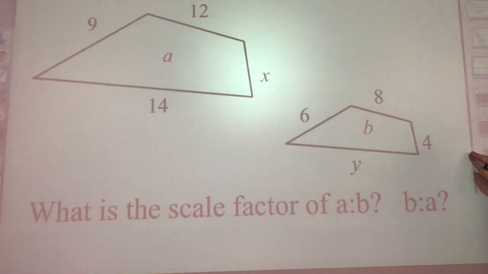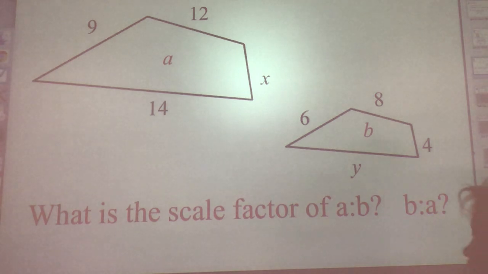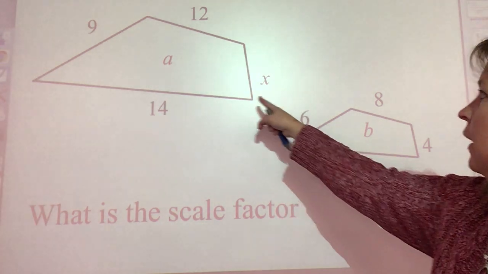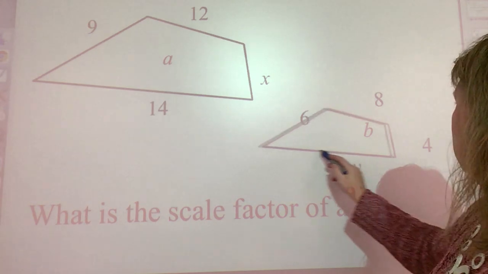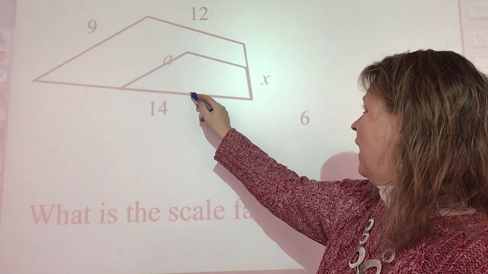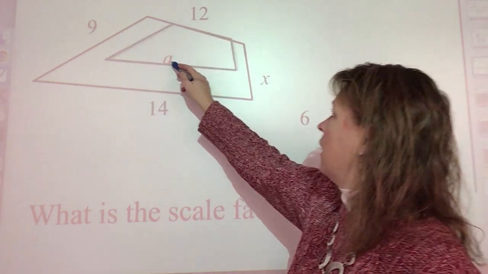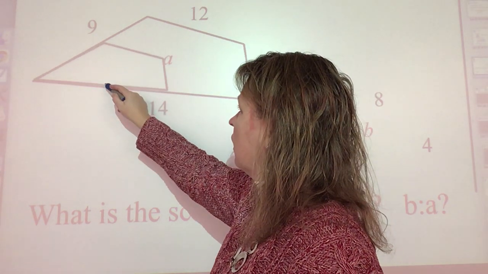All right, so here's a diagram. Pause the video if you have to draw it. Comparing polygon A to polygon B, it wants to know what the scale factor is. If these two are similar, exact same shape, only shrunk, look at their angles. Their angles are all congruent.